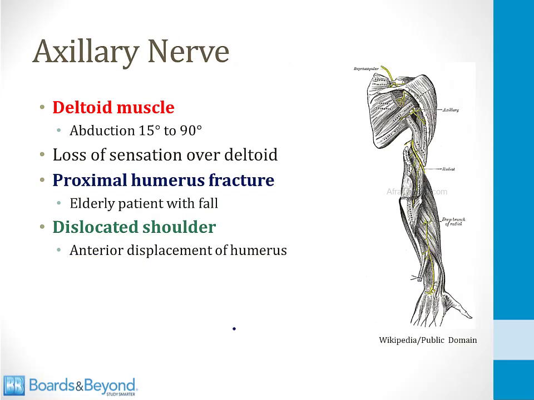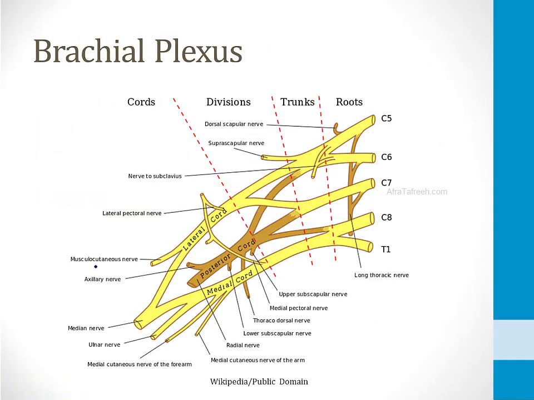Let's start by talking about the axillary nerve. If we go back to this drawing, this is the axillary nerve. It's an extension of the posterior cord. But notice the way it's drawn in this picture. It comes off sort of the top of the posterior cord.